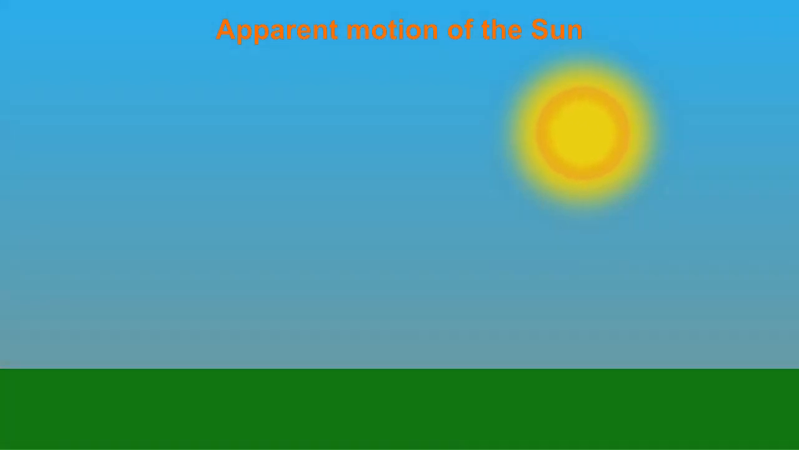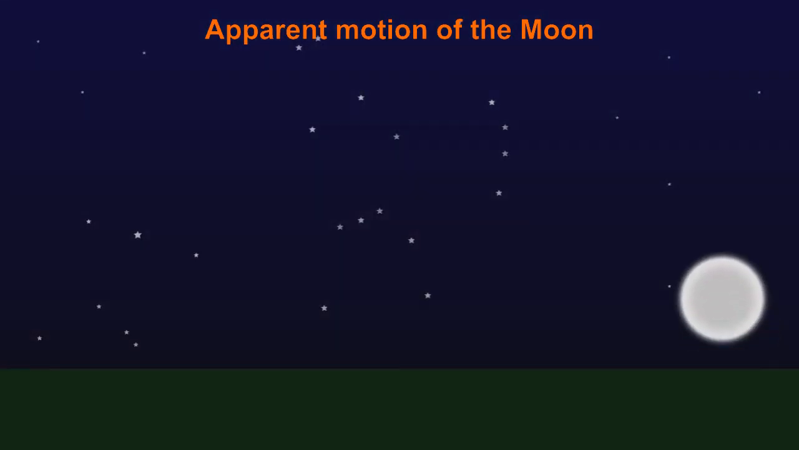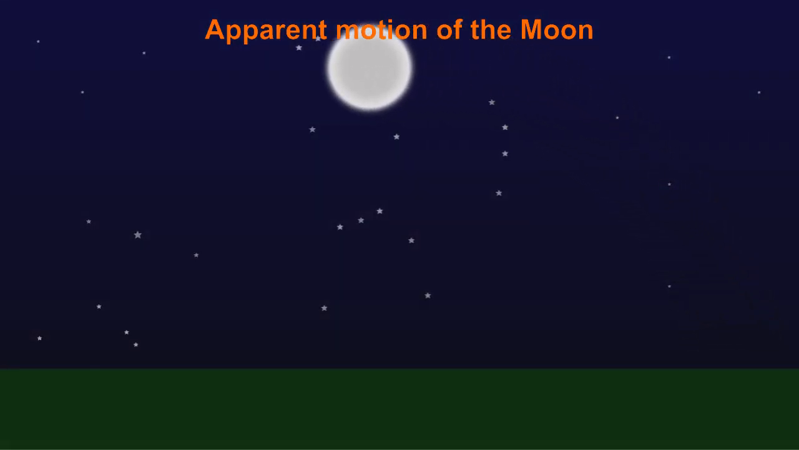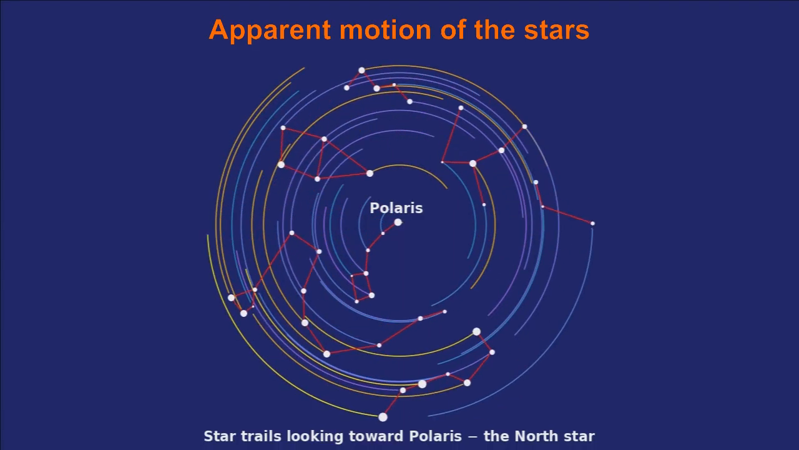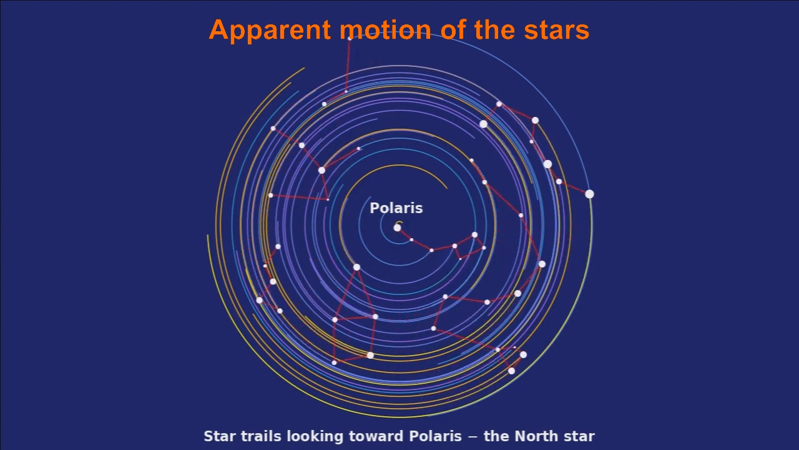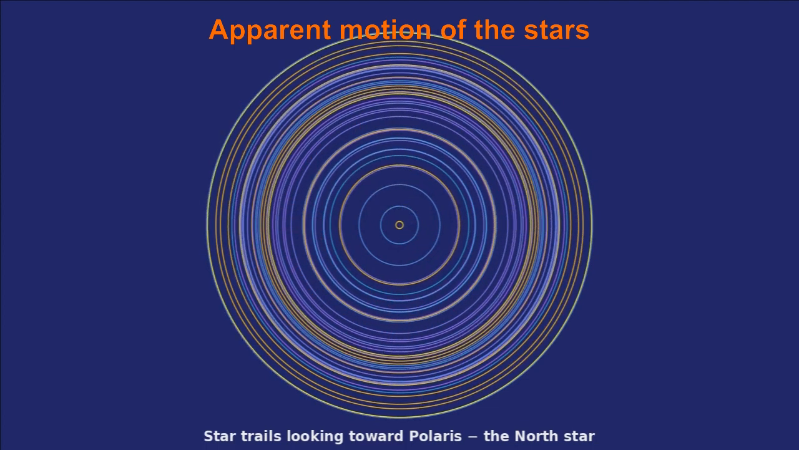Every day, we see the sun and moon rise and set. This might make you think that the sun and moon orbit the Earth, like in the ancient Greeks' geocentric model. Interestingly, the universe doesn't revolve around us. It's the opposite. Just like the sun, stars appear to move in circles called star trails every 24 hours.